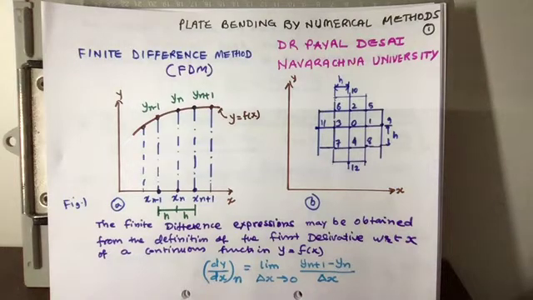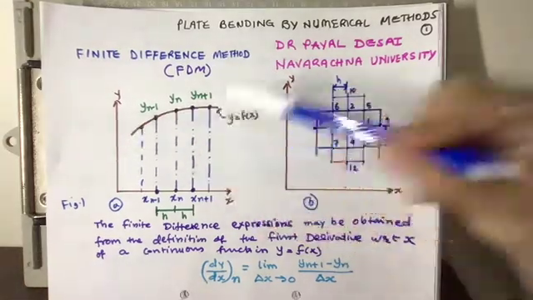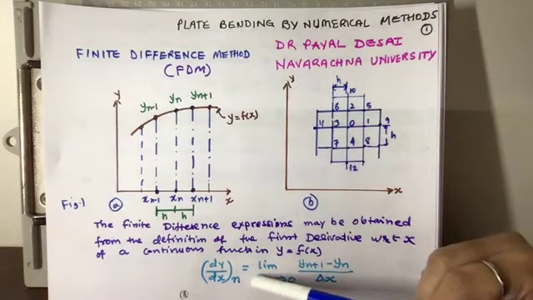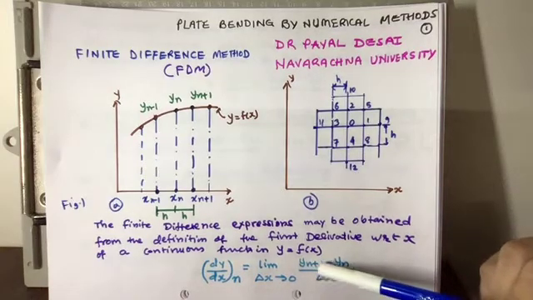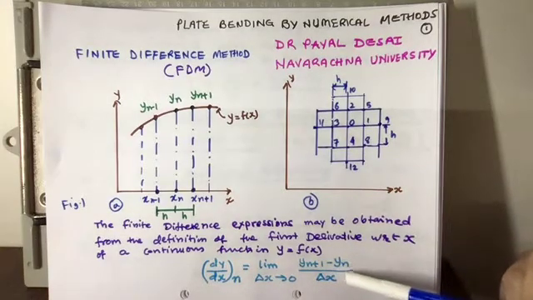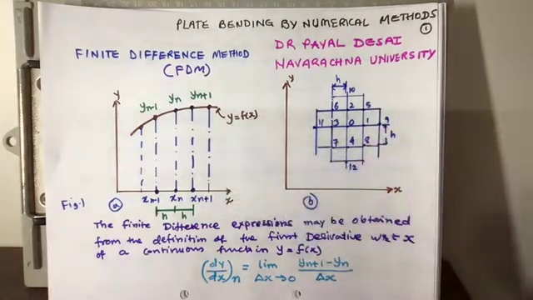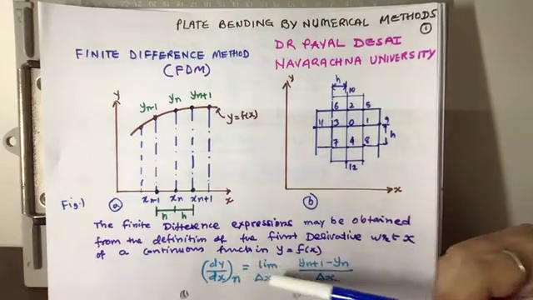So, finite difference expressions may be obtained from the definition of the first derivative with respect to x of a continuous function, which is shown here. It can be given by dy/dx equals the limit as delta x tends to 0 of (yn+1 minus yn) divided by delta x. This is the standard definition of differentiation, which is the first order.